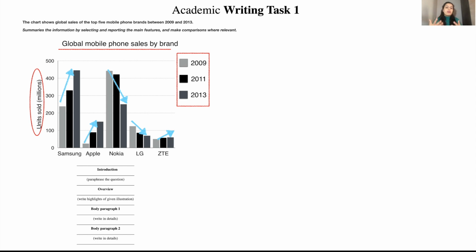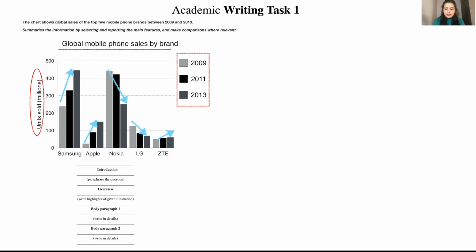So this is what we have already noticed in this graph, and this is what we have to write in our overview. You don't have to write numbers, okay, the exact numbers, how many units they have sold. All right, you don't have to write that. You have to just write that it went up, it went down, okay, or it maintained a balance, or it remained stable. So this is what we have to mention in the overview. And then it comes to body paragraph 1, where we have to write details, and then body paragraph 2, again we have to write details. Now how are we going to do this?